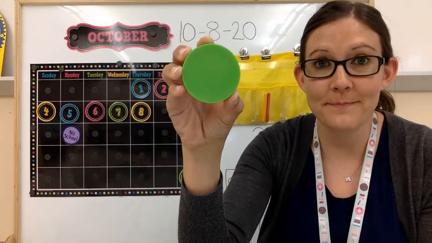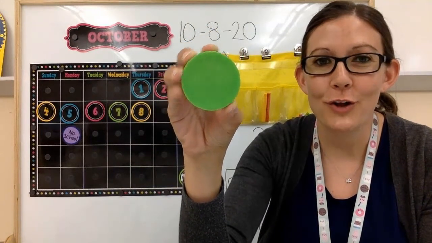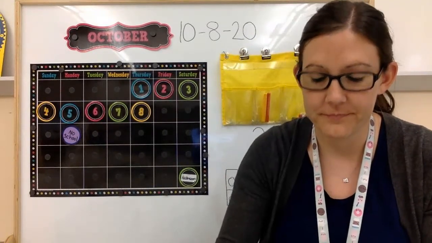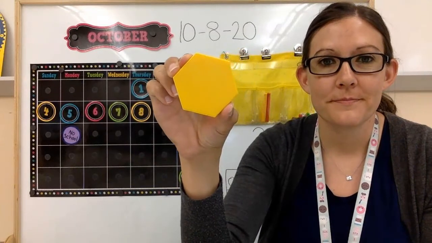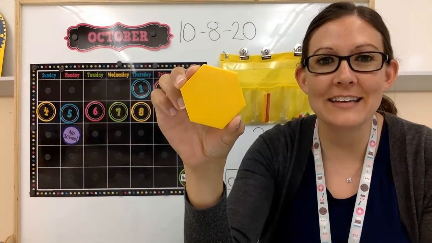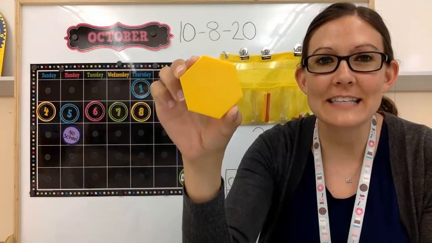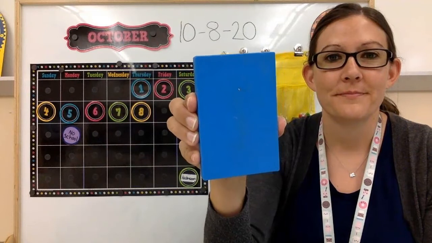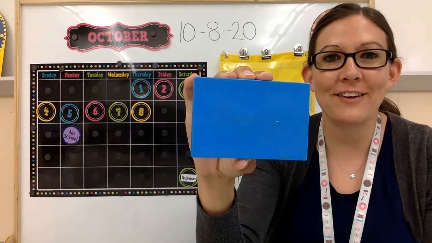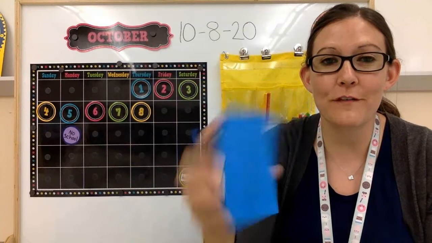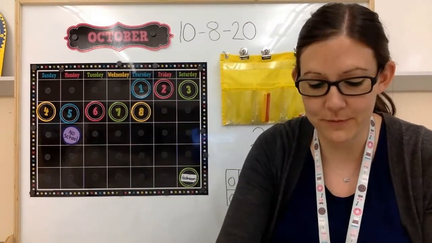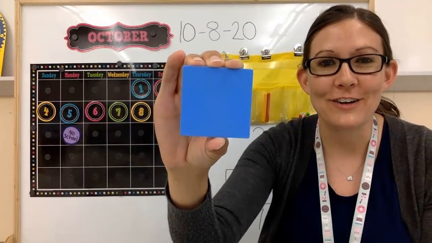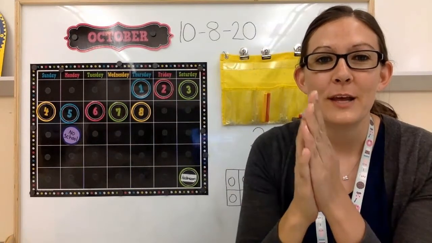What is it? Say it. Circle. No sides, no vertices, 2-dimensional. Hexagon. 6 sides, 6 vertices, 2-dimensional. Rectangle. 4 sides, 4 vertices, 2-dimensional. And rectangle's cousin, square. 4 sides, 4 vertices, 2-dimensional.